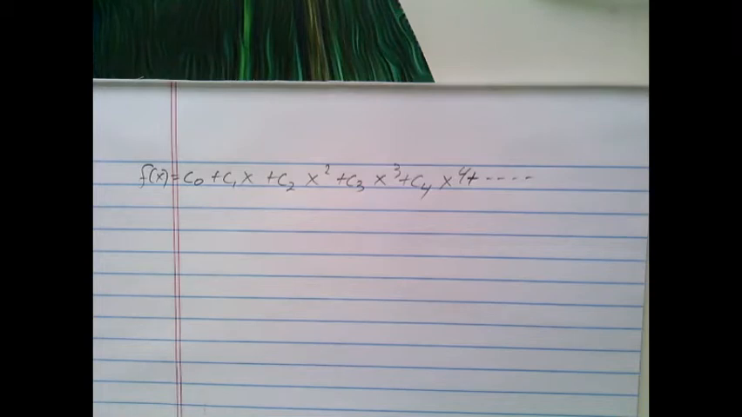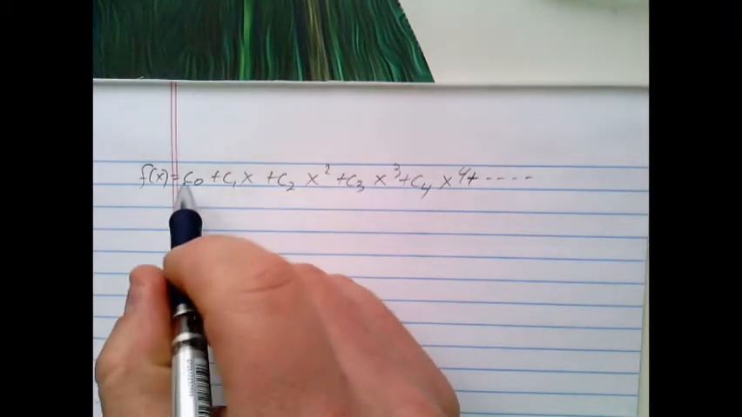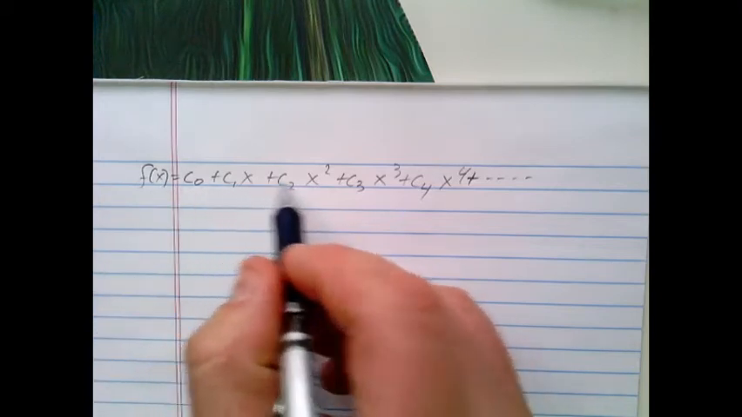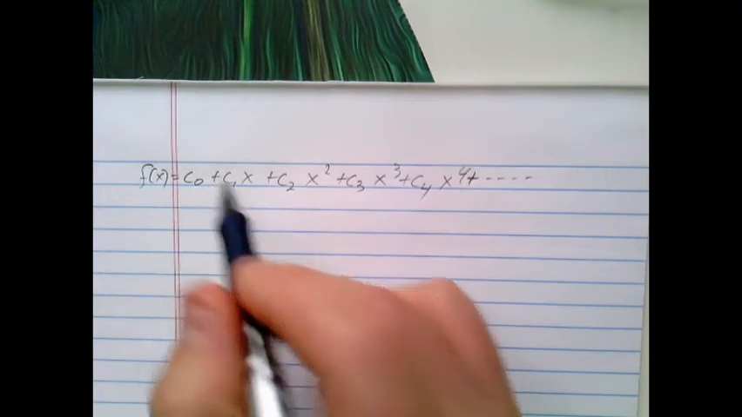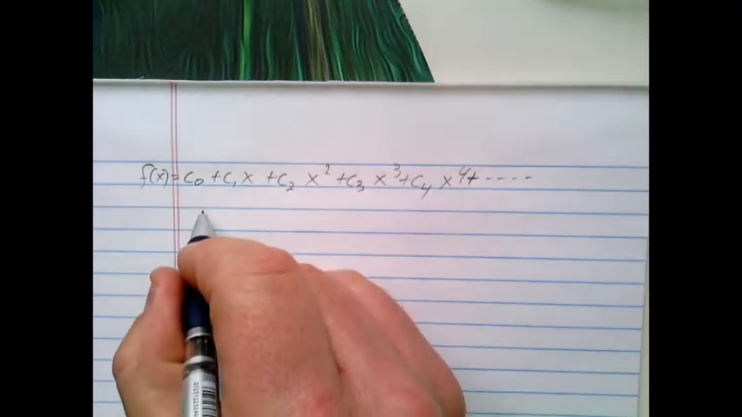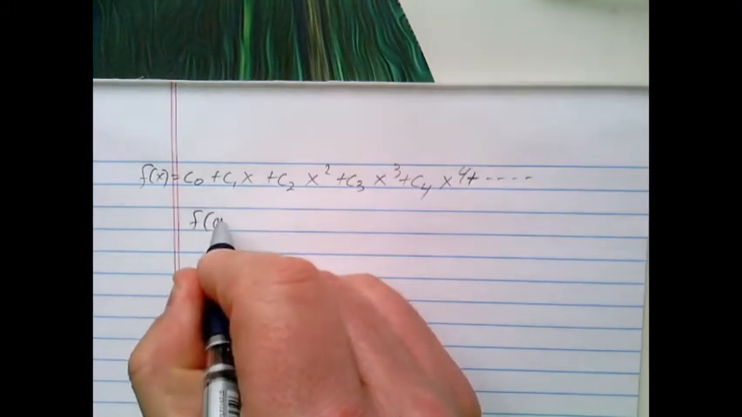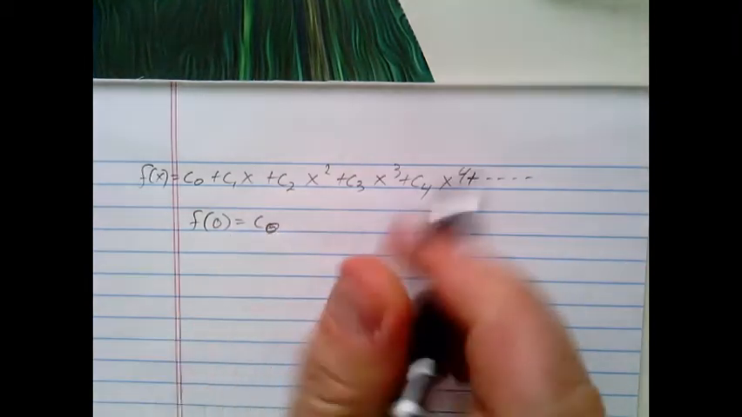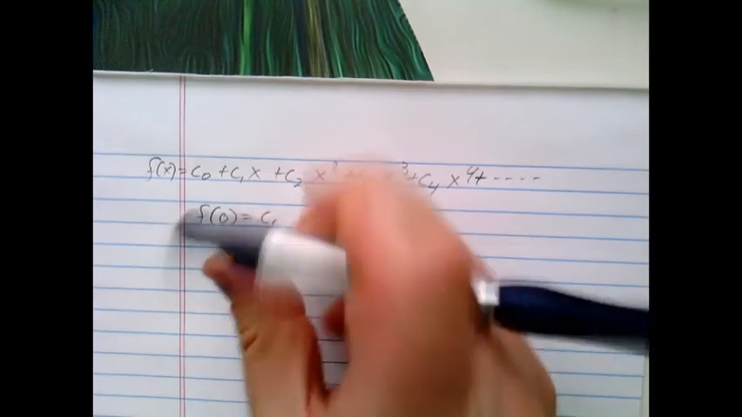All right, so first things first, notice that if I plug 0 in for x, everything disappears on this side except the c0. So by necessity, f of 0 is c0.